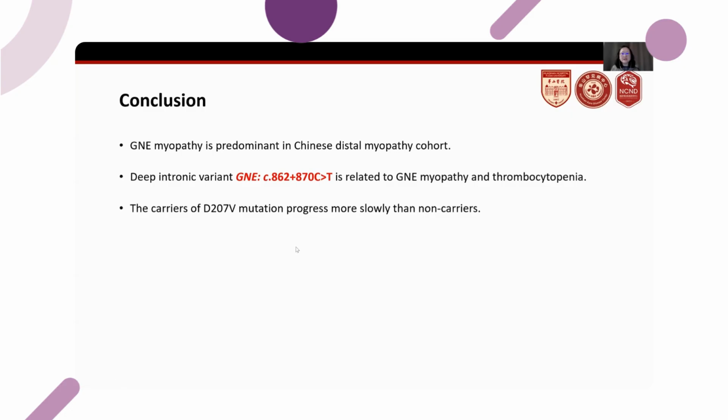And now we are just at the start of building our own Chinese GNE myopathy registry, and I really hope to get help and advice from all of you who are very experienced in this field.